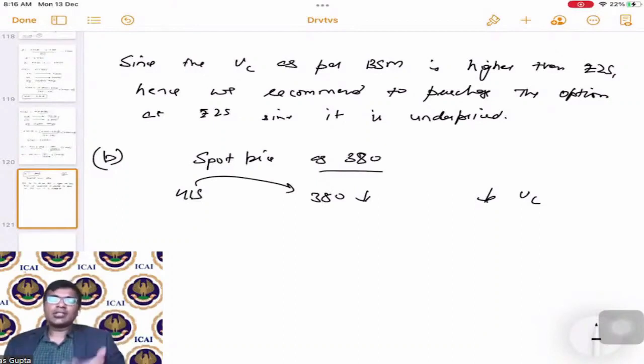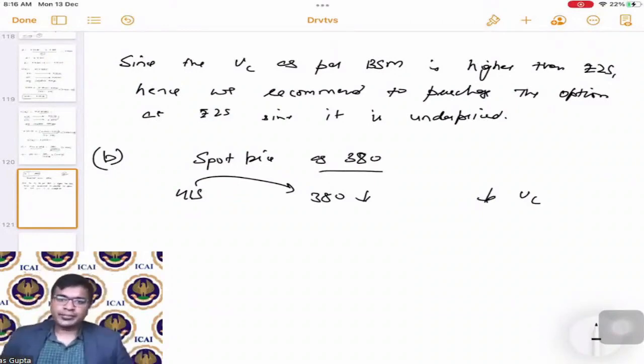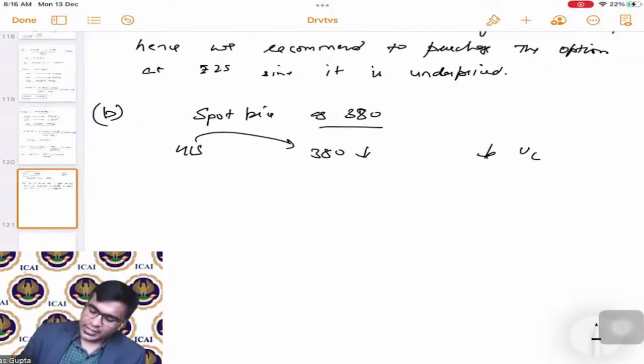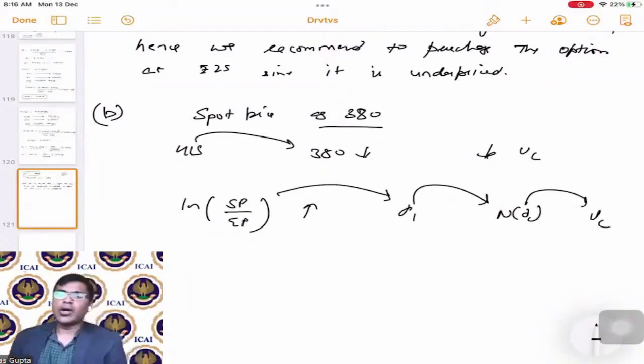Because in case the spot price is going higher and higher, then only the premium will also increase. This is what the D1 and D2 is also doing there. Using the D1 and D2, the same logic applies here as well. Yesterday we studied the natural log of spot price divided by exercise price. In case it goes up, this will result in higher D1, which will result in higher ND1, and which will further result in higher value of call option.